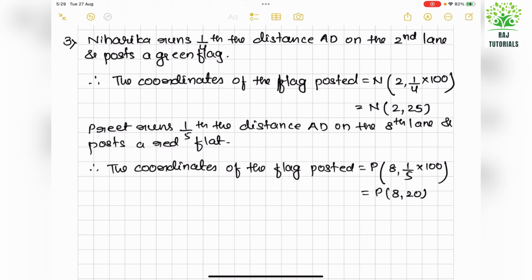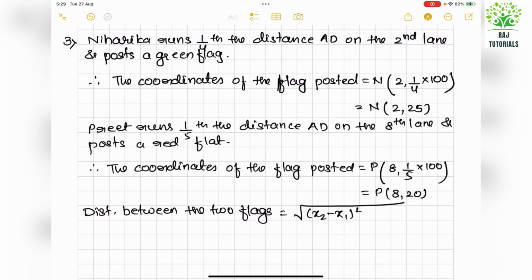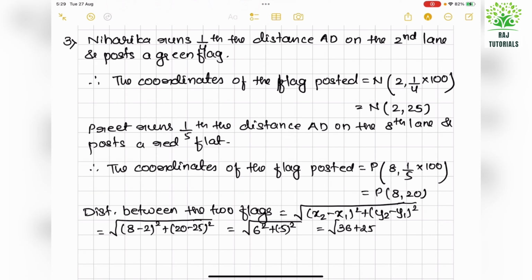Now the distance between the two flags I can find using the distance formula, that is the square root of (x2 minus x1) whole square plus (y2 minus y1) whole square. So that will be 8 minus 2 whole square plus 20 minus 25 whole square. So that will be 6 square plus 5 square. So 36 plus 25 under square root. So that will be root 61.